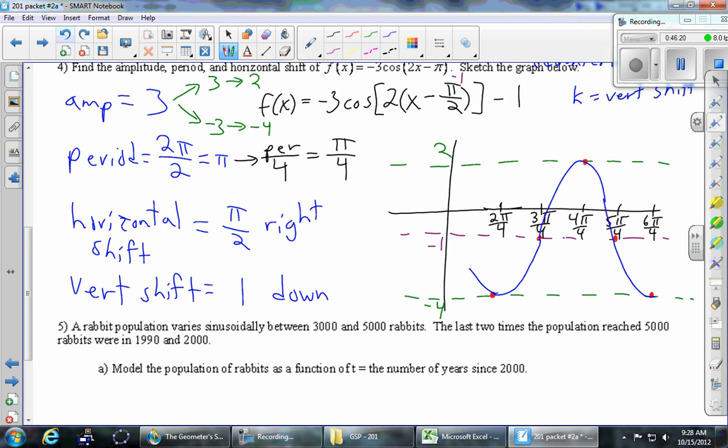So thank you. So graphing trig functions, it's a bunch of steps. I don't think that any of them are particularly hard, but it's just a lot of details. Any questions on any of that?